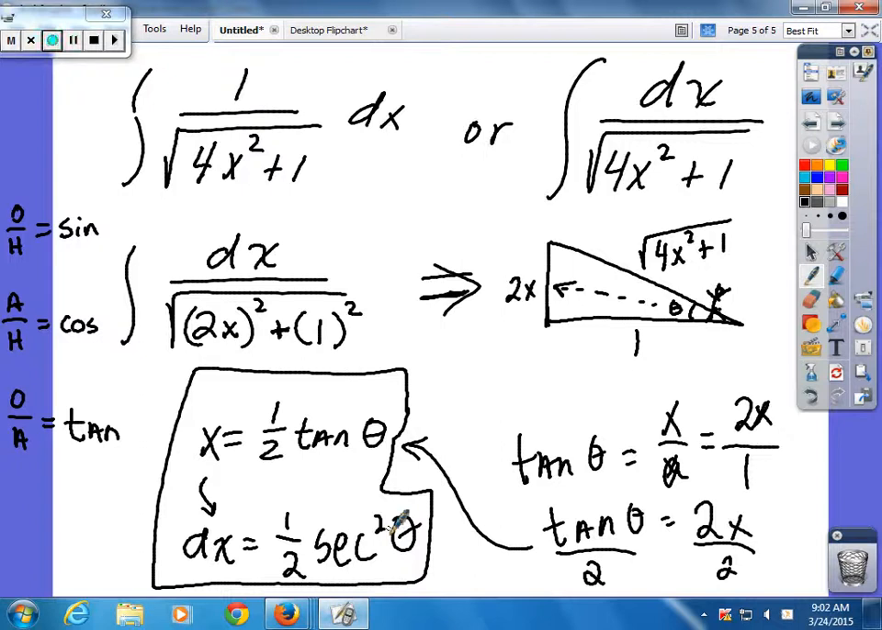So secant, let's just write it over here, is the reciprocal of this guy. Cotangent, secant. And the secant is equal to h over a, which is equal to the square root of 4x squared plus 1 over 1, or the square root of 4x squared plus 1. So I can put what right here? Secant.